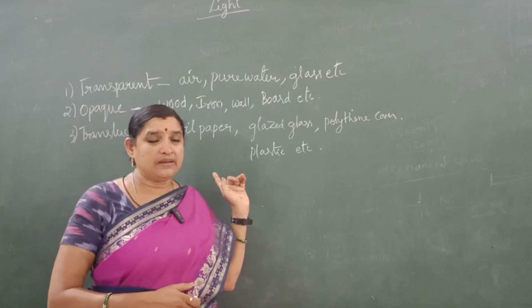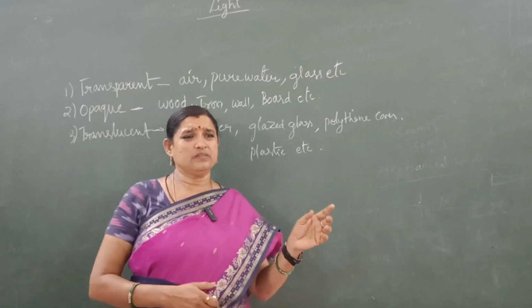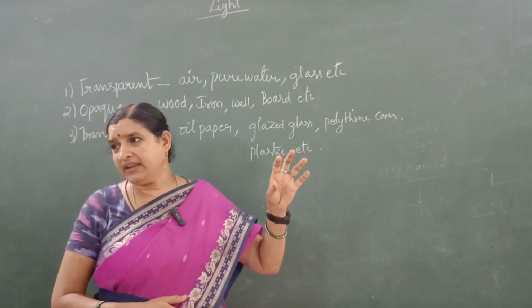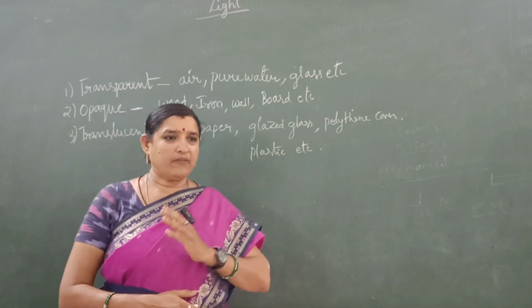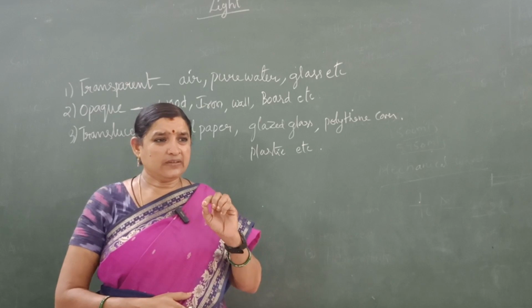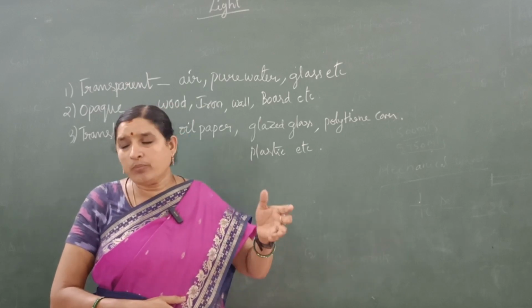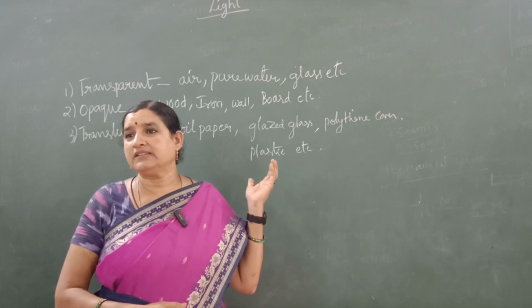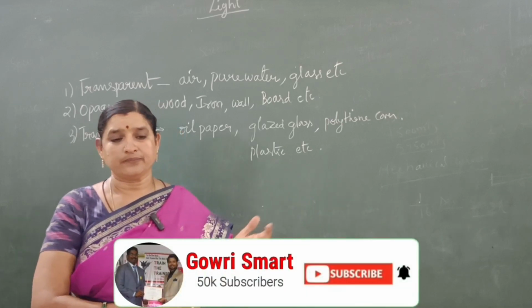In translucent materials, some amount of light passes through the material and only some amount is reflected. So we can see only a shadow part. We can imagine the object but we cannot exactly say what the object clearly is.